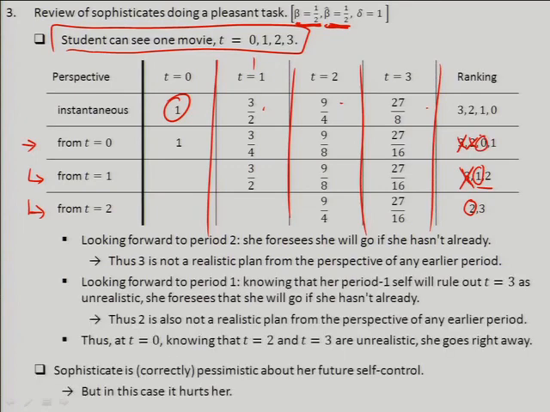So once again, she's correctly pessimistic. Okay? The naive is incorrectly optimistic about their future self-control. The sophisticate is consistent, will always be correctly pessimistic about her future self-control, and as a result, she will rule out unfeasible or infeasible courses of action. Sometimes that helps her, but in this case, it hurts her, which is a little bit surprising.